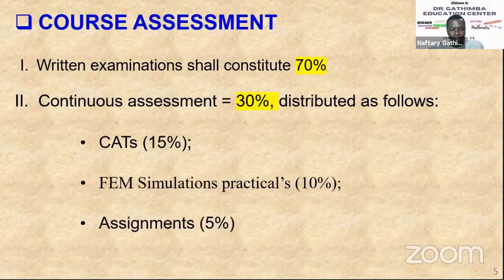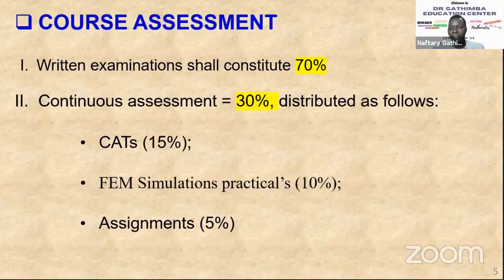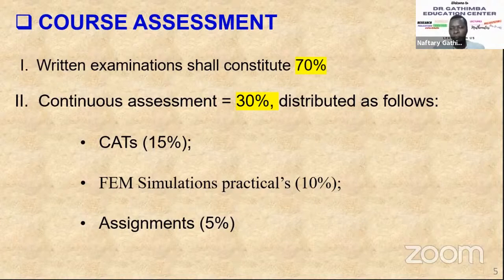And then, of course, assignments, 5%. So the CAT helps you to pass. Like, out of the 70%, the pass mark is 40%. So you can score 25. So you just need to fight for 15% to pass. But again, we are not just here for basic passing. You need to pass and pass well. All right.